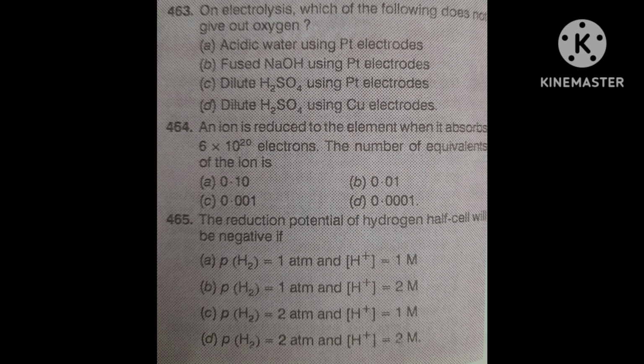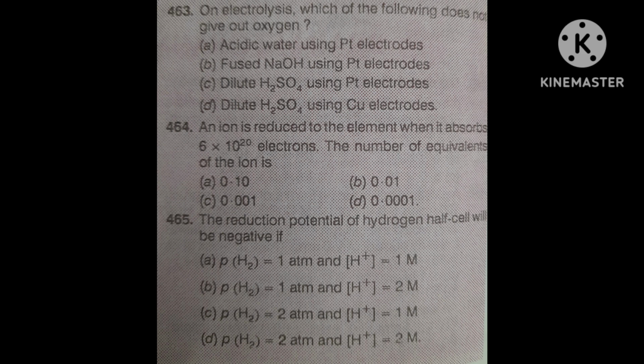Now the next question I am telling you, 464. This is also something you can solve in less time, within 1 minute. I am reading the question. An ion is reduced to the element when it absorbs 6 into 10 to the power 20 electrons. The number of equivalents of the ion is: first option 0.10, second option 0.01, third option 0.001, fourth option 0.0001.